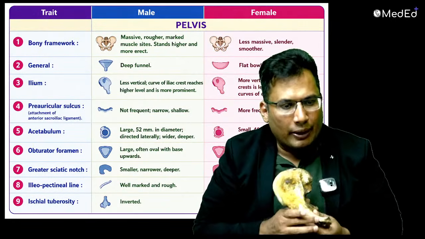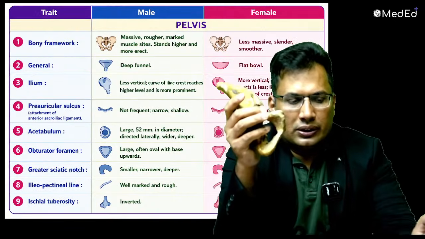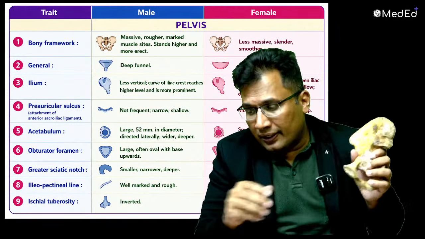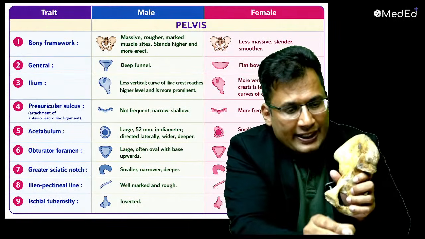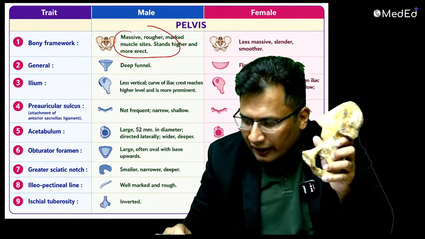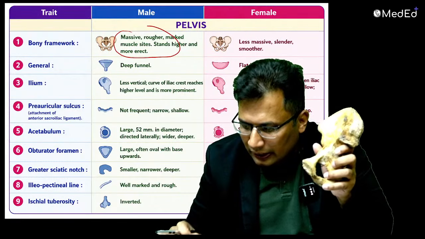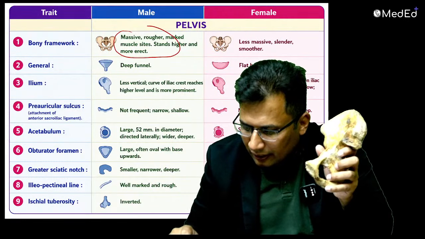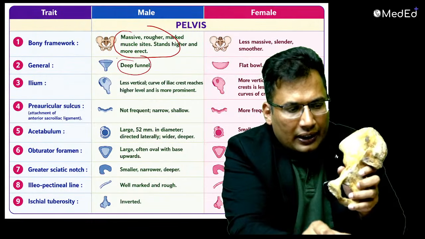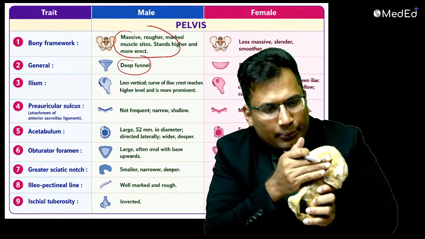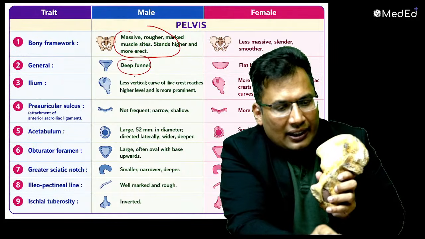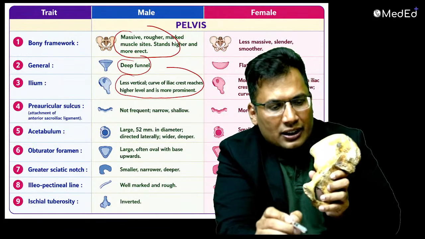Okay, so one by one. Again, the bony framework of male pelvis, I'll just hold like this. Massive. So in males it is massive. It's very heavy actually, very heavy. Anyway, it needs some comparison. Then the deep funnel like shape. Look at the ilium. So ilium is less vertical. The iliac crest reaches a higher level and is prominent.